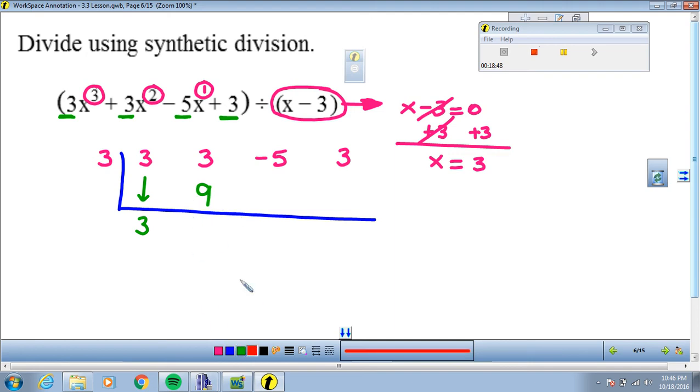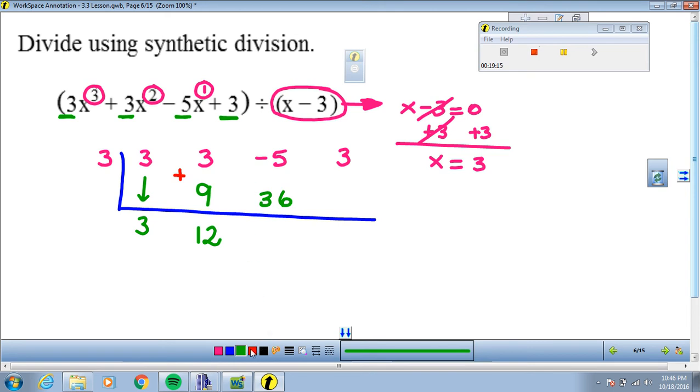And you're always going to be adding these numbers. It's always addition. You know, in algebra, addition sometimes requires adding numbers that have different signs, and that's okay. But you're always adding them, right? So 3 plus 9 is going to be 12. And then you multiply the 3 on the outside again times the number that you got out of the addition. 3 times 12, it's going to be 36.